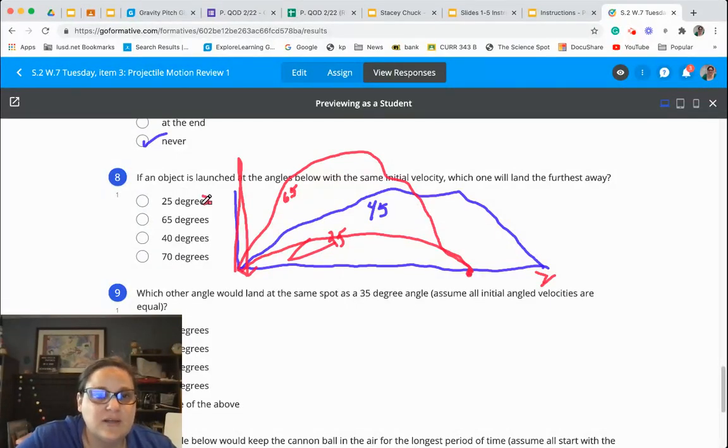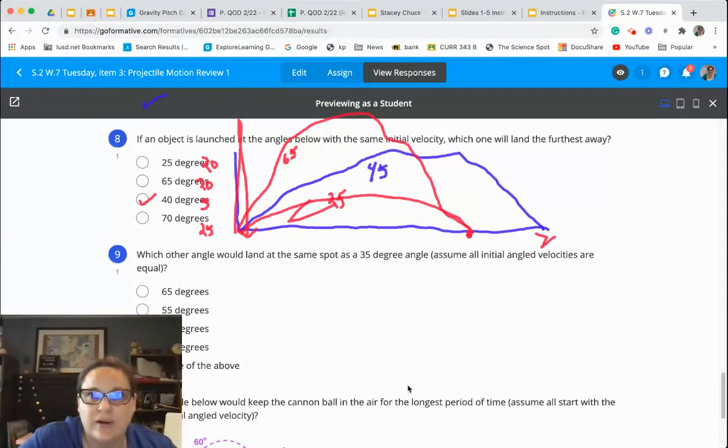So of my choices, I have 25, 65, 40, and 70. 25 degrees is 20 less than 45. 65 is 20 more than 45. 40 is 5 less than 45. And 70 is 25 more than 45. So the correct answer would be 40 degrees. That's the closest to 45 and would therefore travel the furthest.